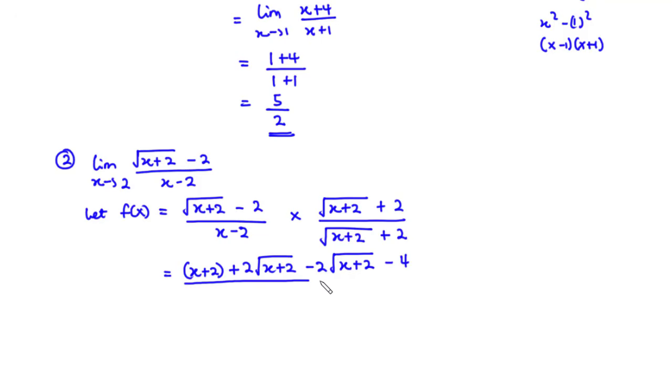So we have this all divided by x times square root of x plus 2. That is x times square root of x plus 2. X times 2 is 2x. Negative 2 times square root of x plus 2. That is negative 2 square root of x plus 2. And then negative 2 times 2 is negative 4.